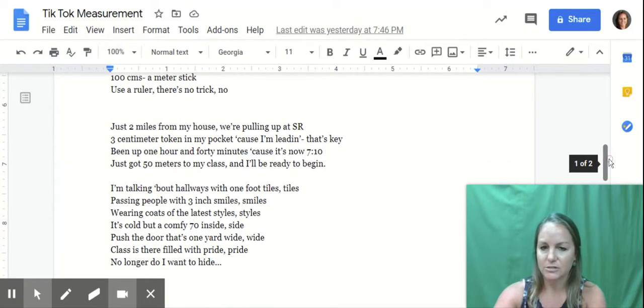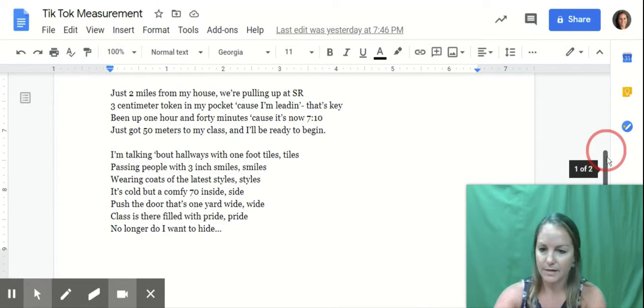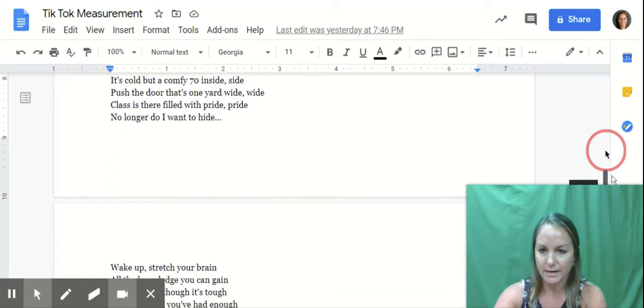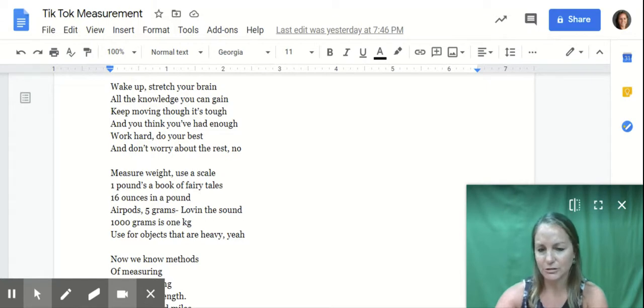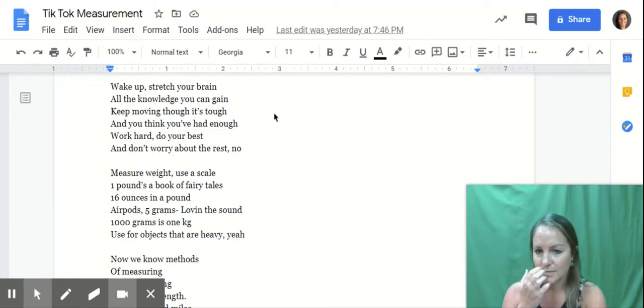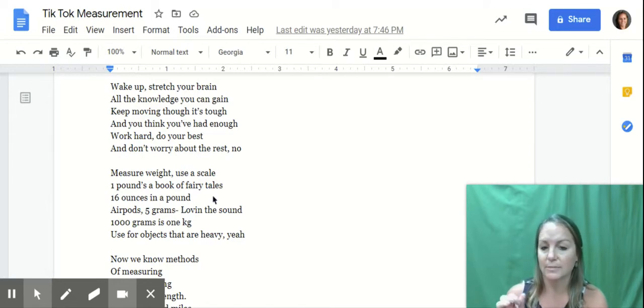Then you're getting back into the story, and you're getting into school, and it's about going into the classroom, and just some more all kinds of measurement thrown in, and a fun way to sing it. Again, your chorus here: wake up, stretch your brain. And then you have a whole stanza here on weight. For weight, you want to think about scales, and how heavy something is. And that, again, is customary and metric.